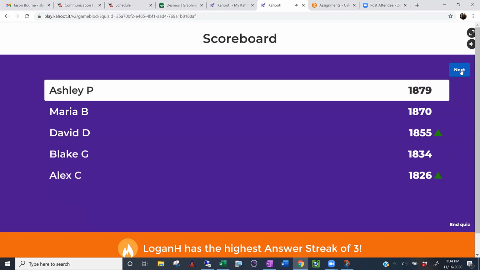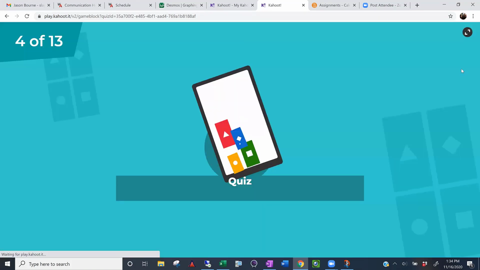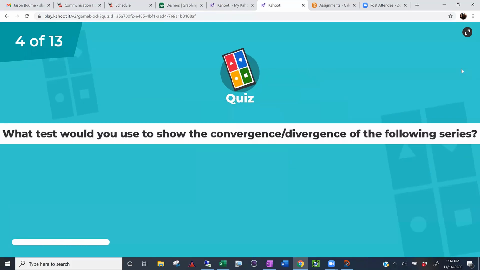Well, yeah, a little bit of shifting around. Alex, now moving up into the top 5. All right. But I'm sure it's close down below. Let's keep going. Logan, got a streak of 3. Awesome. Next question.